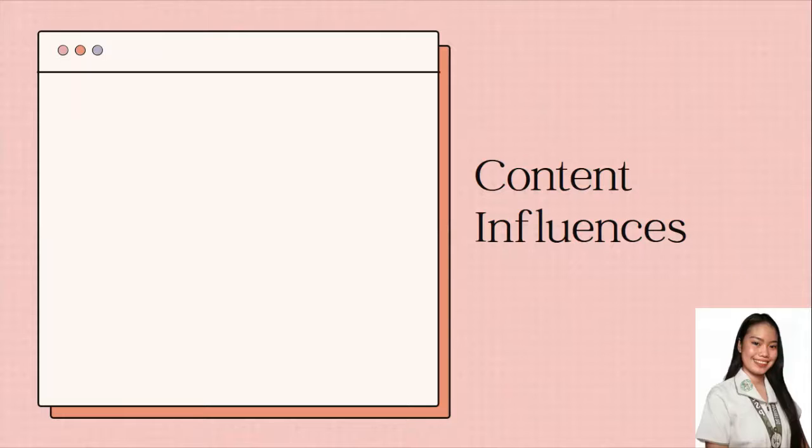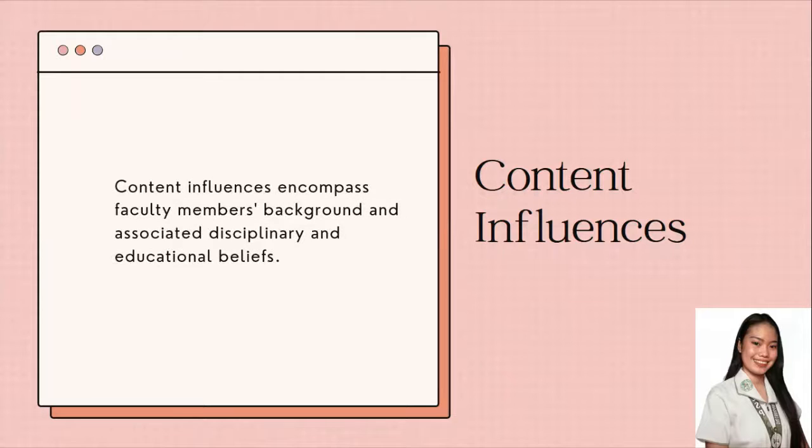The contextual filters model of course planning is divided into three parts: the content, context, and form. Now let's discuss first the content influences. Content influences encompass faculty members' background and associated disciplinary and educational beliefs. So aside from educational beliefs, pinopoint out din nito yung mga purposes and other disciplines or other key factors in course planning.